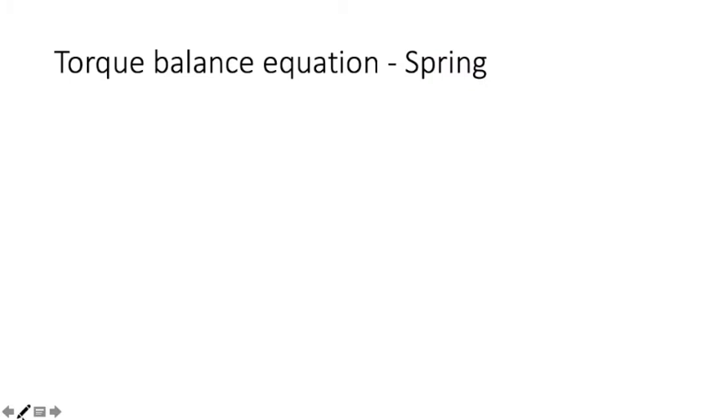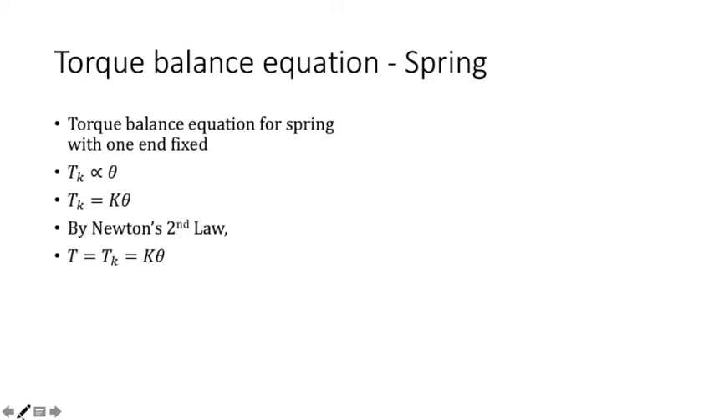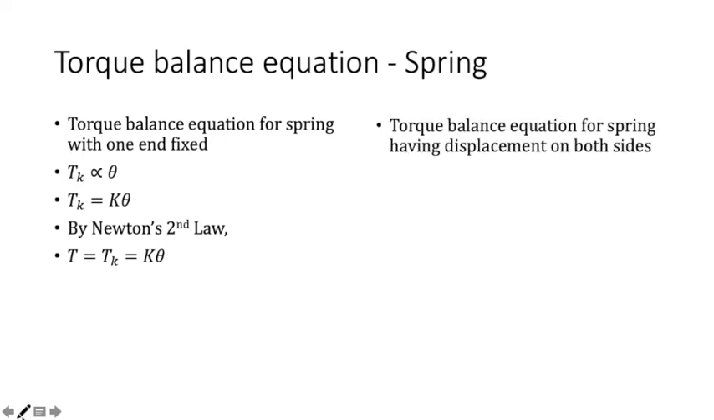So let us look at the torque balance equation for the spring. For the first case, the torque balance equation of the spring with one end fixed, the opposing torque Tk is proportional to the angular displacement theta. So Tk is equal to K into theta. By Newton's second law, we can write applied torque is equal to opposing torque Tk. When you look at the second case where we have displacement on both sides, then the opposing torque is proportional to the difference in displacement, theta 1 minus theta 2.